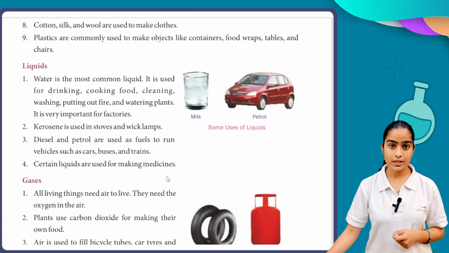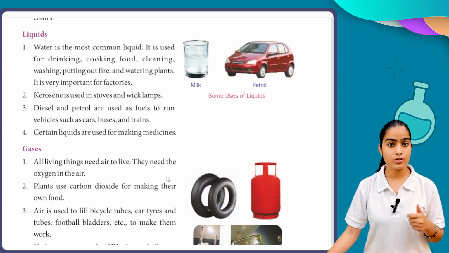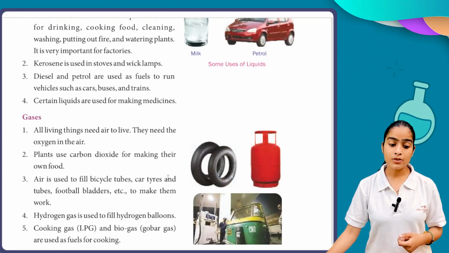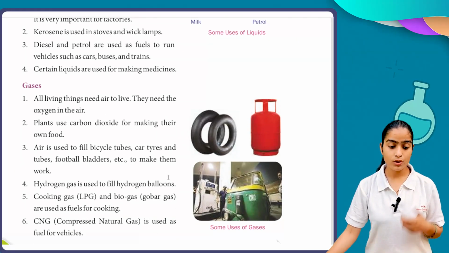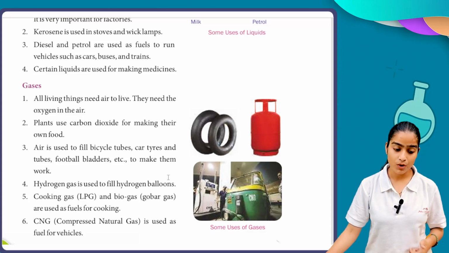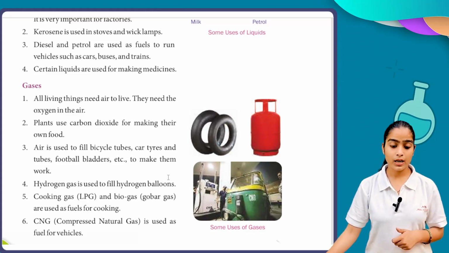Next we have gases. First of all we have oxygen, and oxygen is very important for human beings. Without oxygen we cannot survive. So all living things need air to live. They need the oxygen in the air. Plants use carbon dioxide for making their own food. Air is used to fill bicycle tubes, car tires, and football bladders to make them work. Hydrogen gas is used to fill hydrogen balloons.